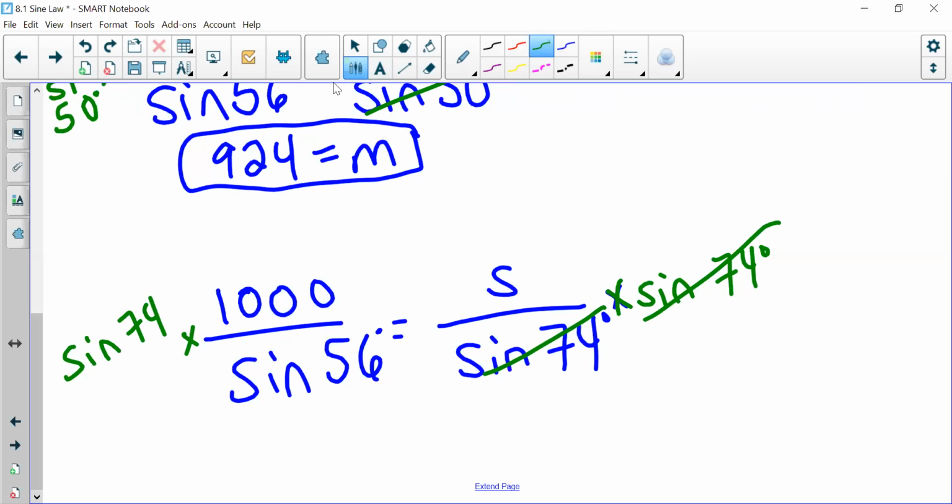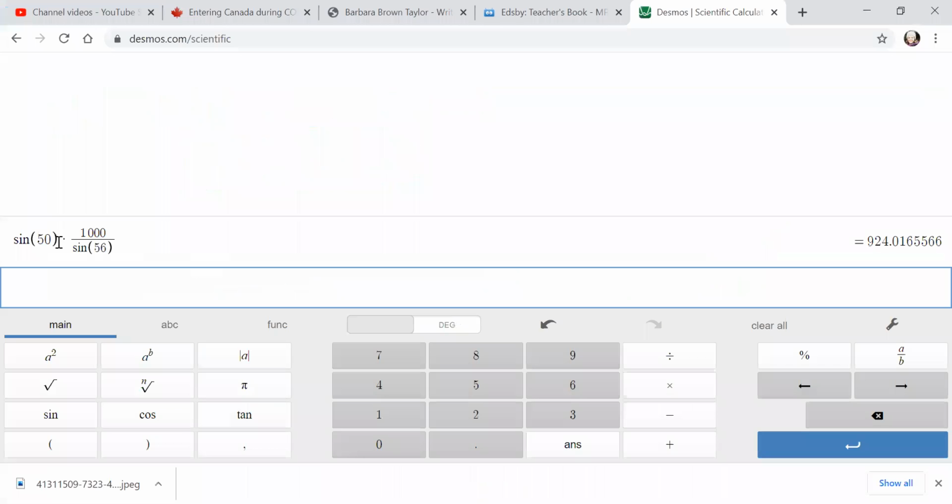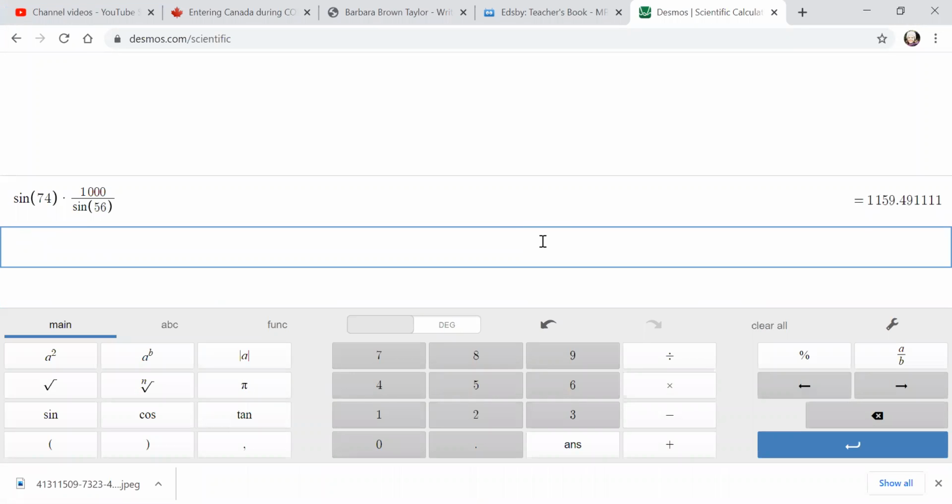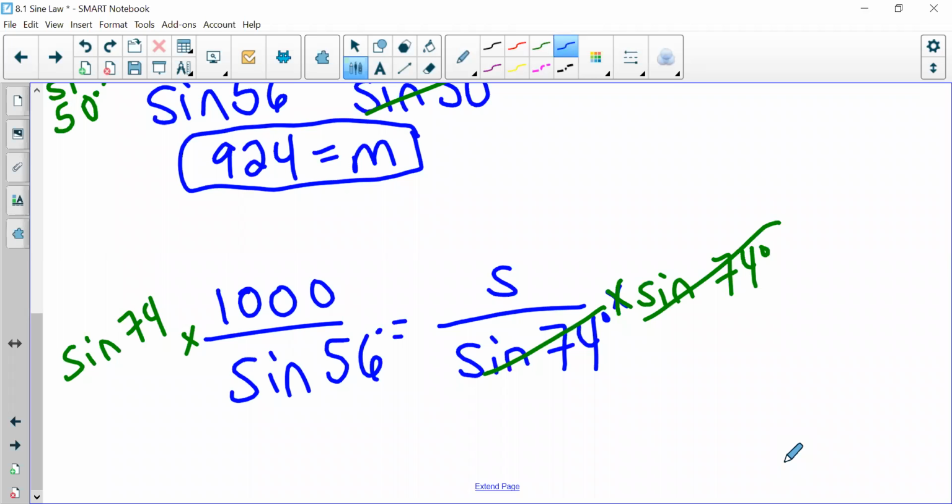If you have your calculator still with your entered screen in it, you could actually just go back into your calculation and change that to sine 74. I'm getting 1,159.5, let's say. Yeah, I got confirm, 159.49, so it rounds to that. Awesome. Okay, so S is 1,159.5.